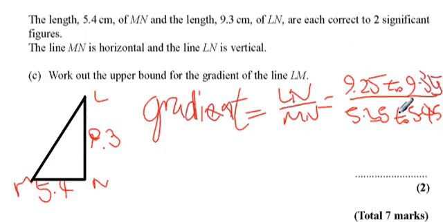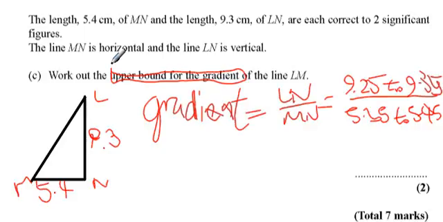So the question is, we want the upper bound for the gradient. So what that's asking for is the highest possible value of the gradient. Now, a common mistake for this is for people to do 9.3 divided by 5.4, get an answer, and then try and work out how that rounds up or down. That's not the way this works.